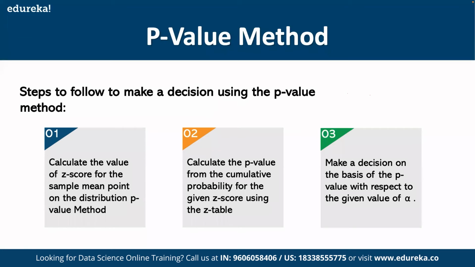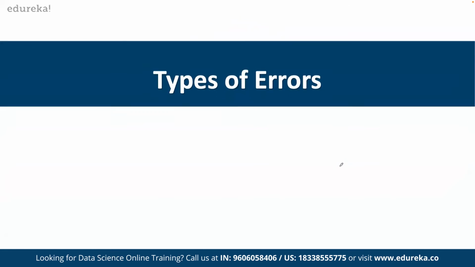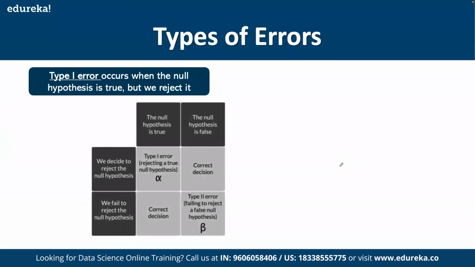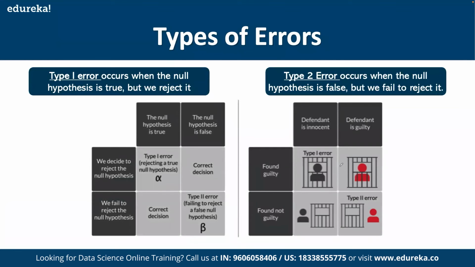Now let's go ahead and understand the types of errors we have whenever we are performing hypothesis testing. During hypothesis testing, we have the type 1 error and the type 2 error. To determine whether it belongs to a type 1 or type 2 error, we use the confusion matrix. The confusion matrix helps us describe in which scenarios my model is confused when it is performing classification.